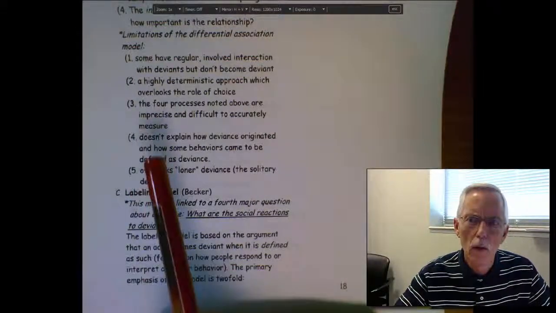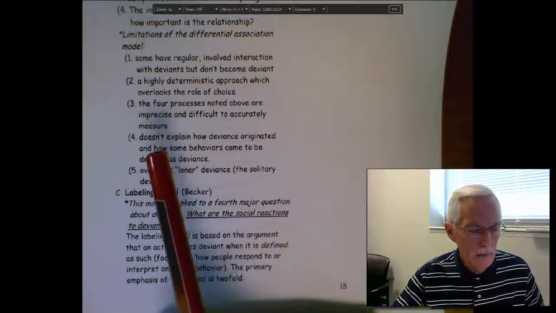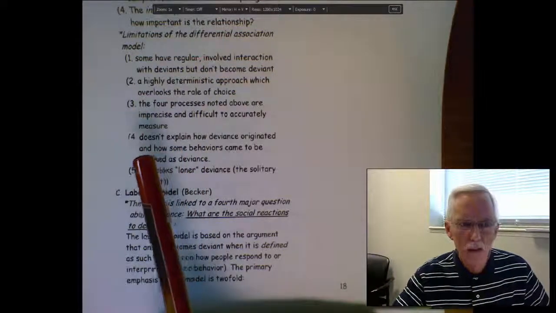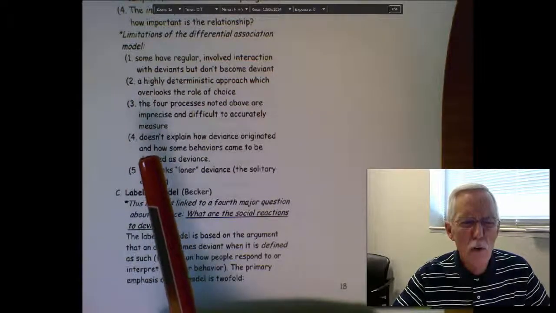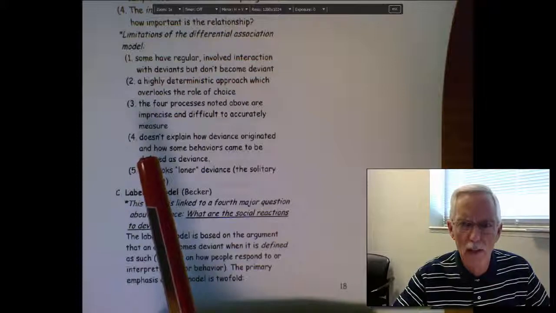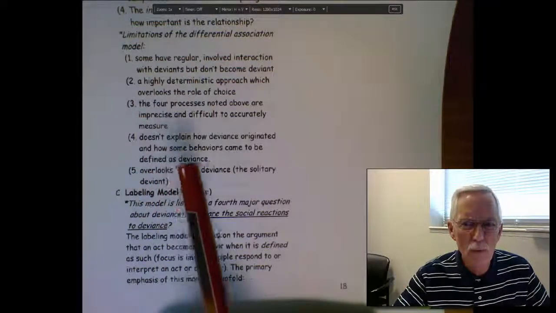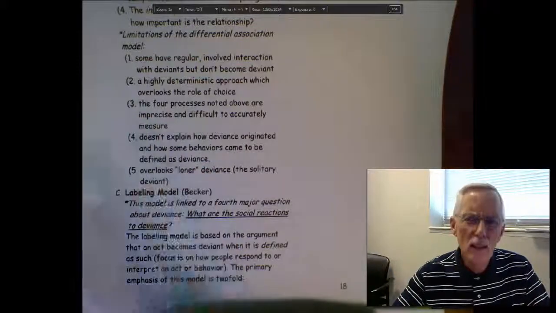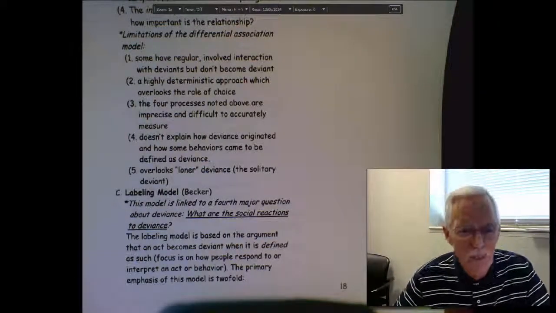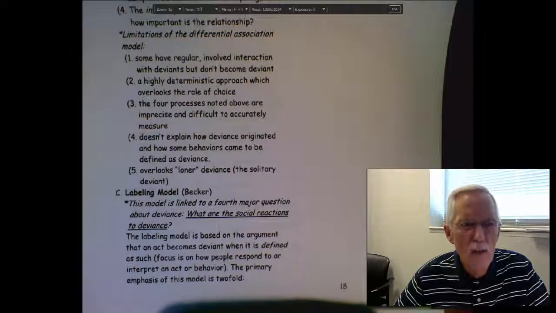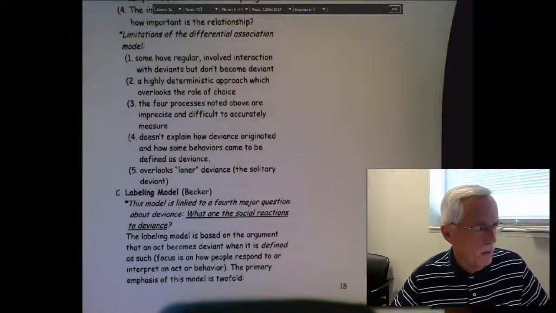Now, also, those 4 processes that were noted by Sutherland, intensity, duration, that sort of thing, okay, those are very hard to accurately measure scientifically. And again, the model doesn't really explain why did deviance originate in the first place. It doesn't go there. It focuses more on how you and I might very well end up becoming deviant ourselves.